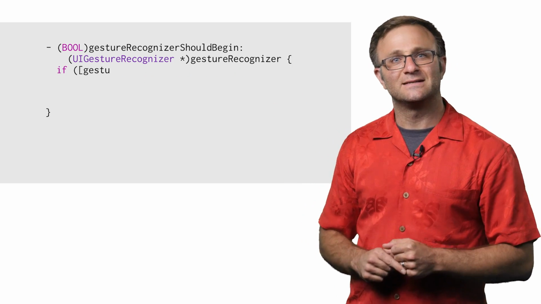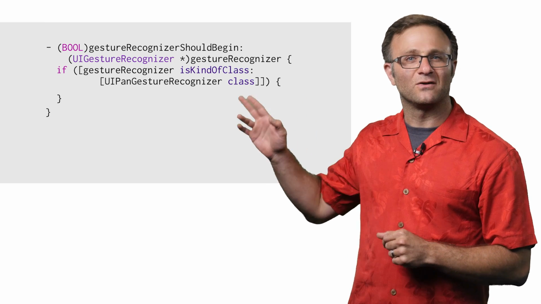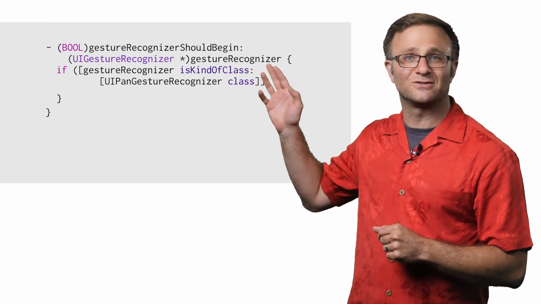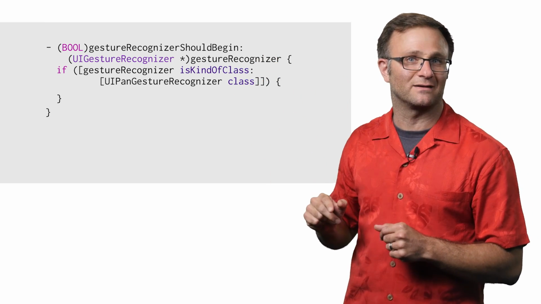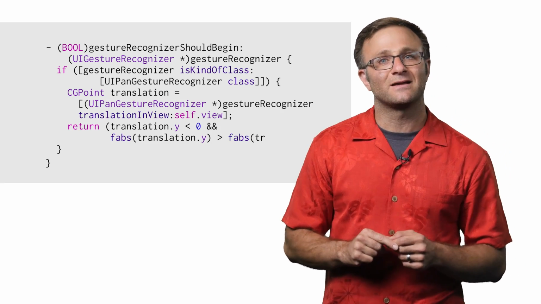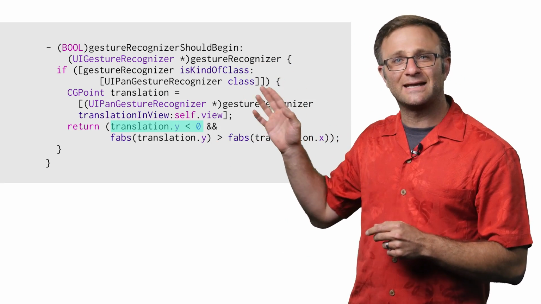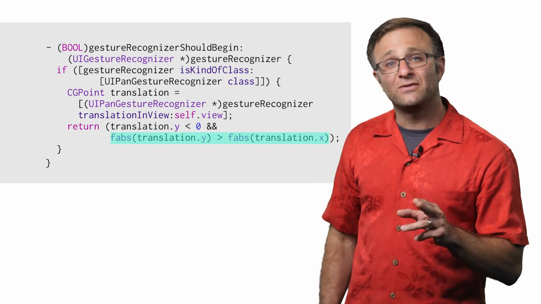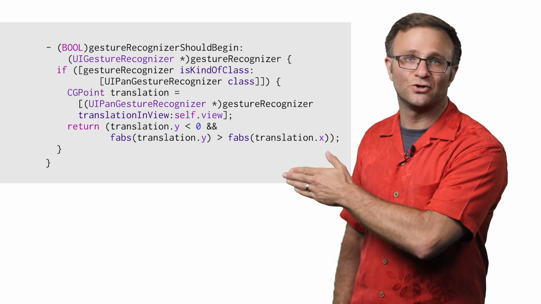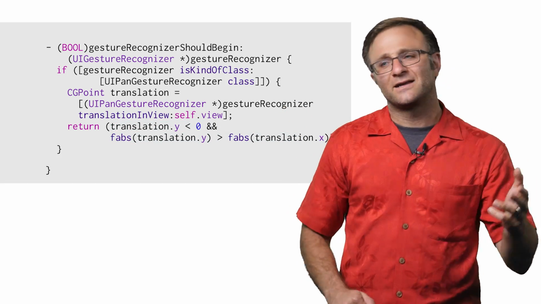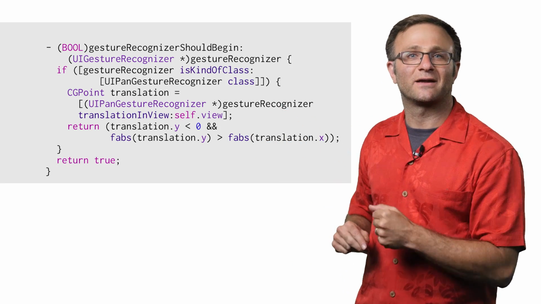In TickleDrop, for instance, my gestureRecognizerShouldBegin call first looks to see if the gesture recognizer being passed in is a pan gesture recognizer. If it is, then my delegate method checks to see if the user is panning upwards and that they're mostly panning in a vertical direction. If both of these things are true, this method will return true, and otherwise it won't. And then I can return true for any other gesture recognizer.